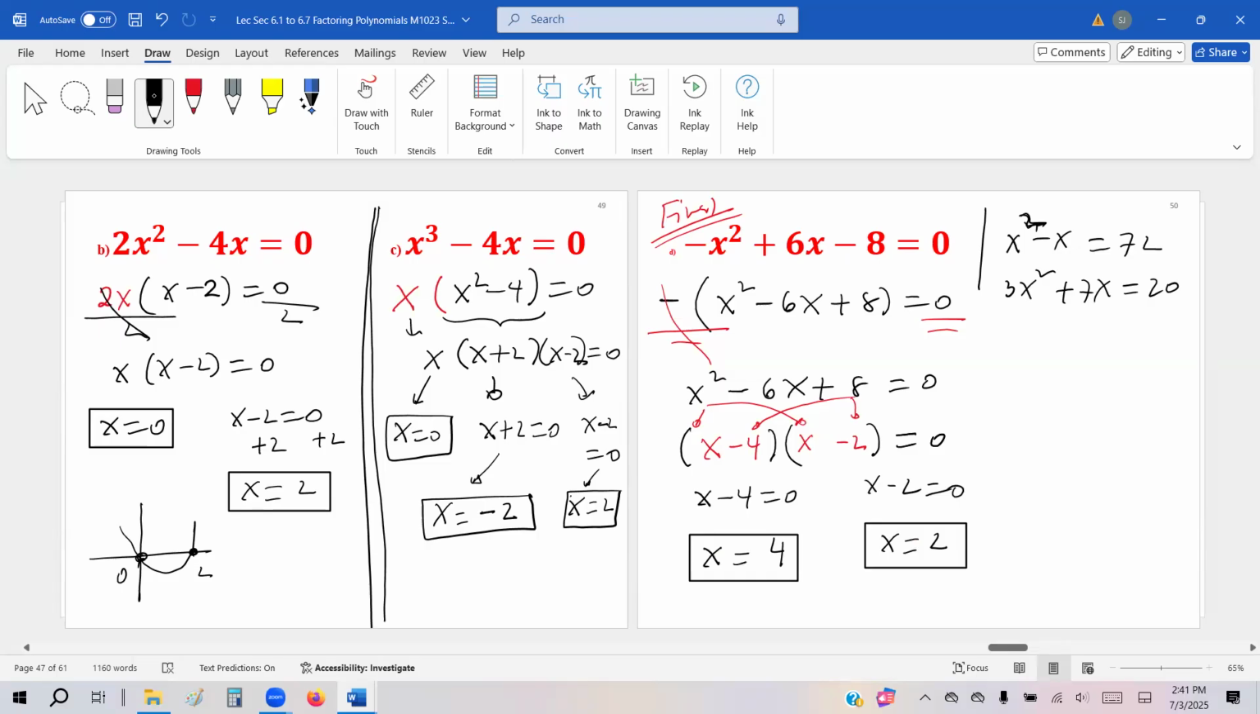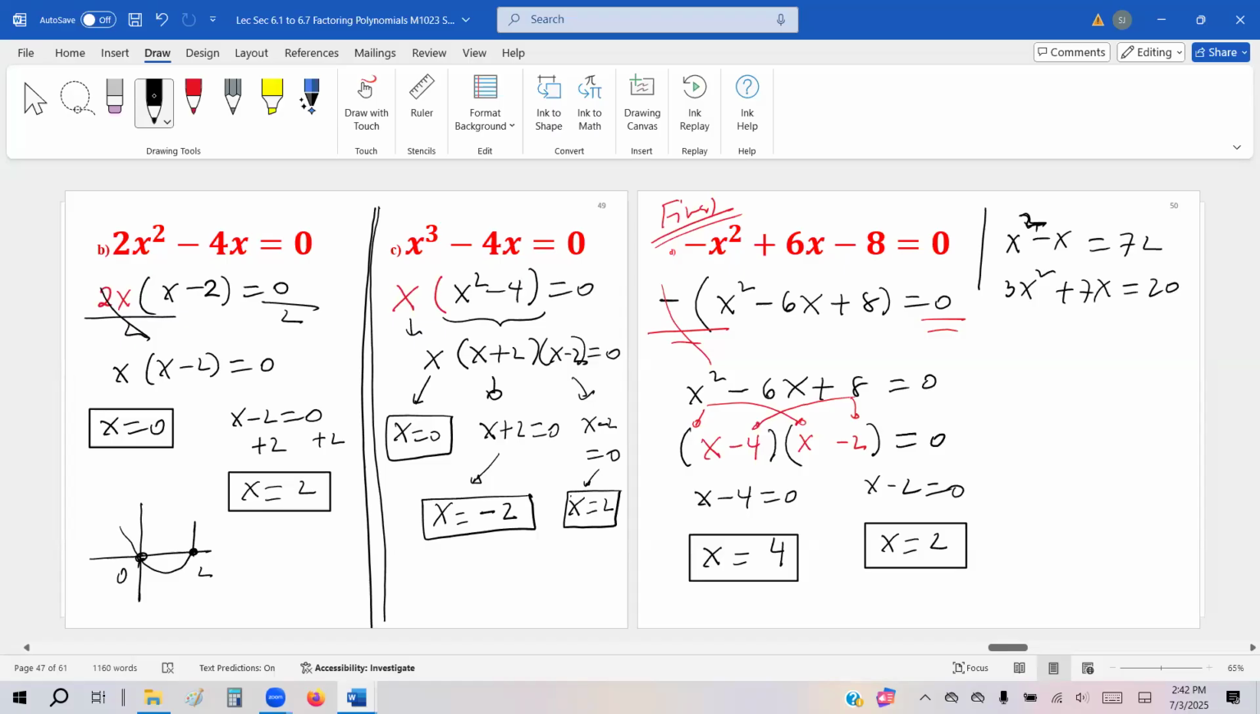GCF occurs only when you have something in common in all terms. Like 2 terms means either GCF or perfect square. For 3 terms, there are many things: GCF, direct factoring, AC, and then trial. So you have to factor first using the knowledge you gained from 6.1 to 6.5. All the things you learned in those 5 sections, you're going to use here.